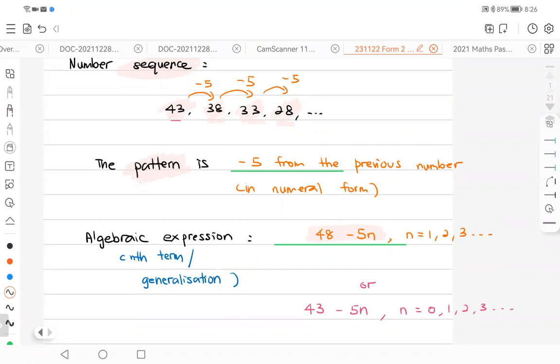Okay, so there are two methods. Let's say it comes out in objective, especially in objective questions. If you do not see this answer, select this one. So you have to know there are two methods. Basically for chapter 1, you need to know the difference. You have to differentiate what is sequence, what is pattern, and how you express them in algebraic expression.